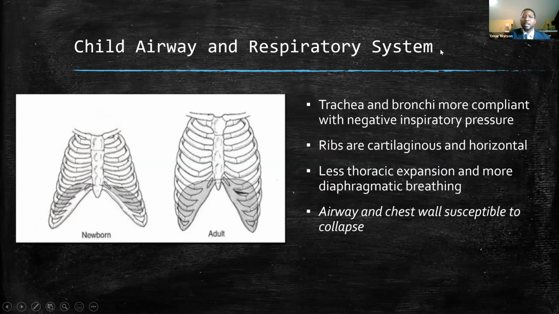The trachea and bronchi are more compliant with negative inspiratory pressure, and the ribs are cartilaginous and horizontal. There's less thoracic expansion and more diaphragmatic breathing. The airway and chest wall are susceptible to collapse, more so than in an adult. This is very important when we're doing sedations because there's poor expansion of the lungs, the ribs are soft and underdeveloped, and the chest can cave in under negative inspiratory pressure in young kids.